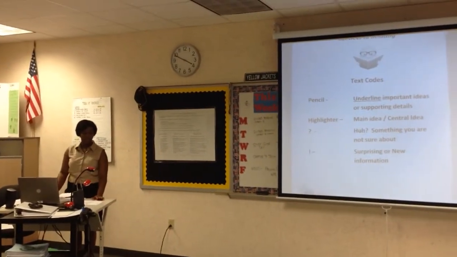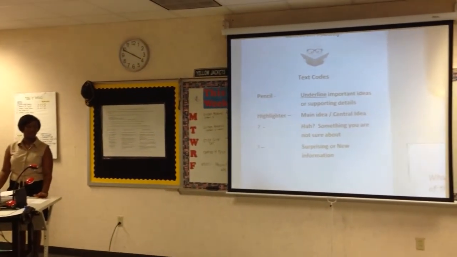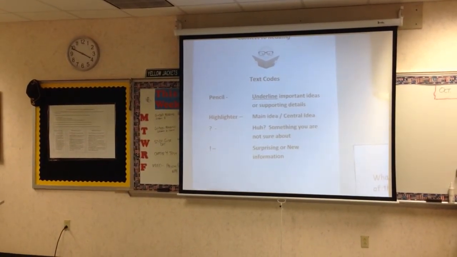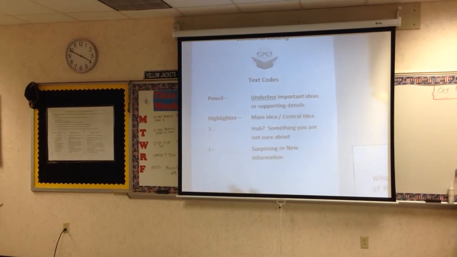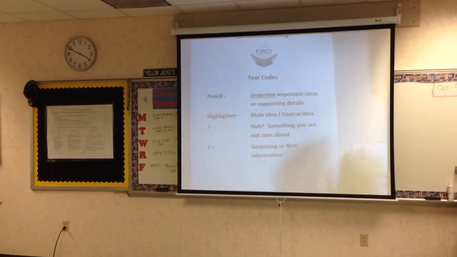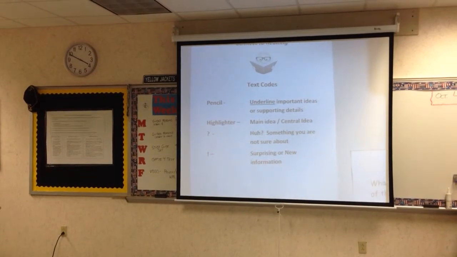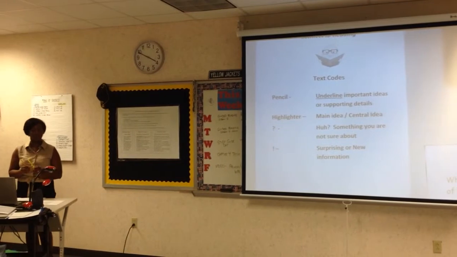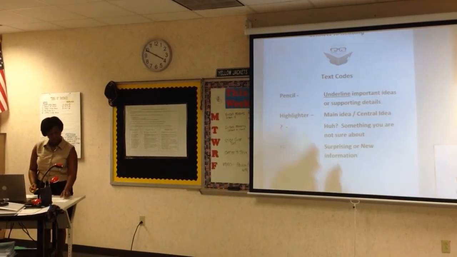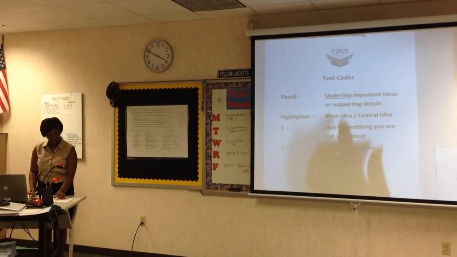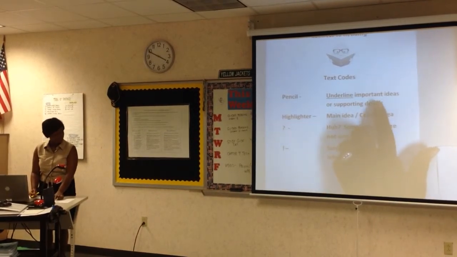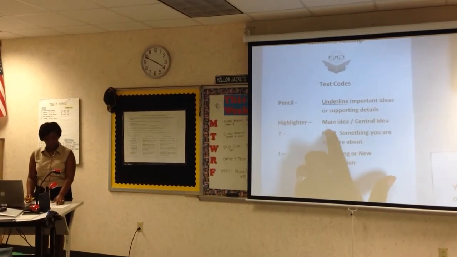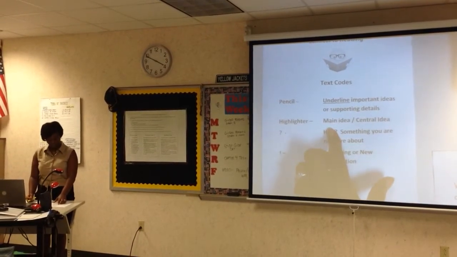Now, when students begin reading a passage, there's a code that you can establish in your classroom. What we're going to do is use these text codes here. Everyone at the table, you should have a highlighter and a pencil. And this is how you're going to use them for coding. You're going to use a pencil when you're reading the text to underline the important details or supporting details. A highlighter is when you find the main idea or the central idea.